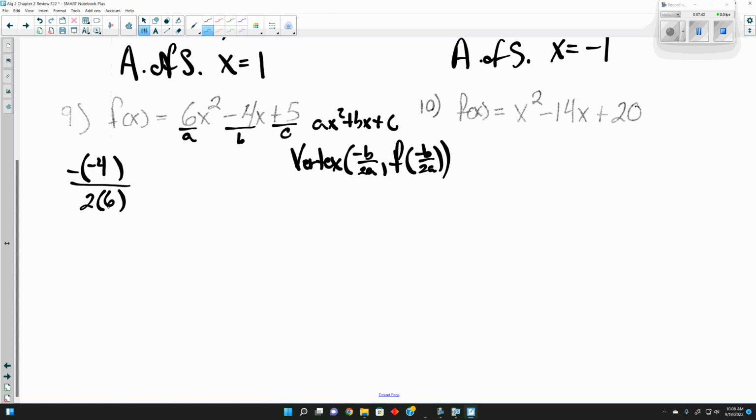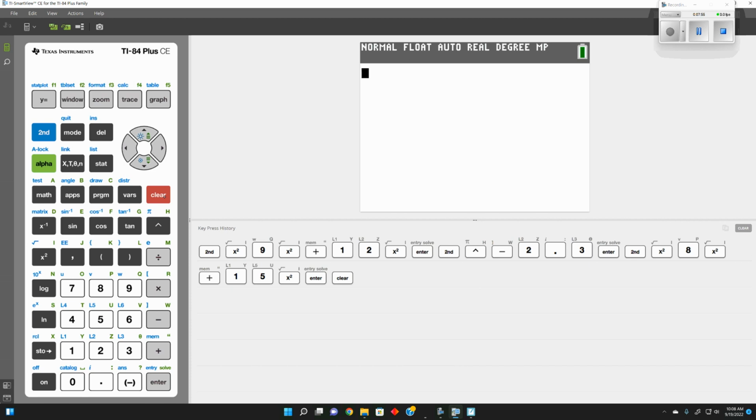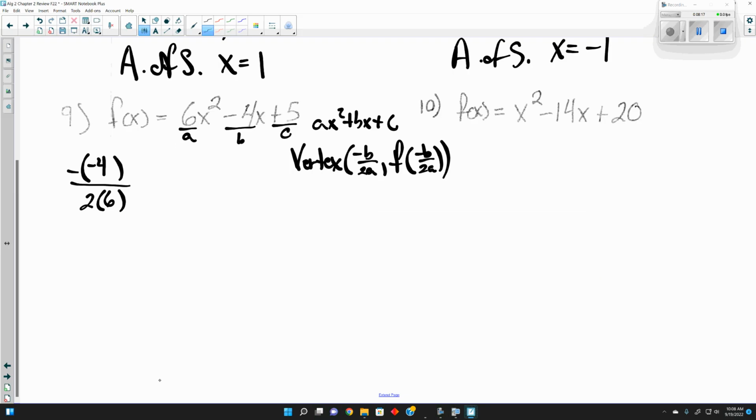Now at this point, you can type this all in the calculator. If you're worried about mixing up the signs or reducing wrong, plug it all in. So here we could say alpha y equals enter, negative 4 over 2 times 6. Type it all in. Could we get whole numbers on this? Yes. Can we get fractions? Yes. So it tells me that this is 1/3.